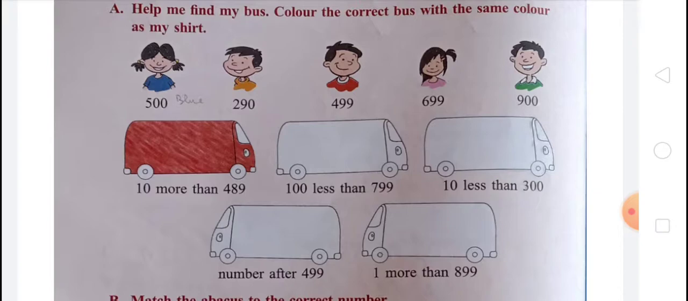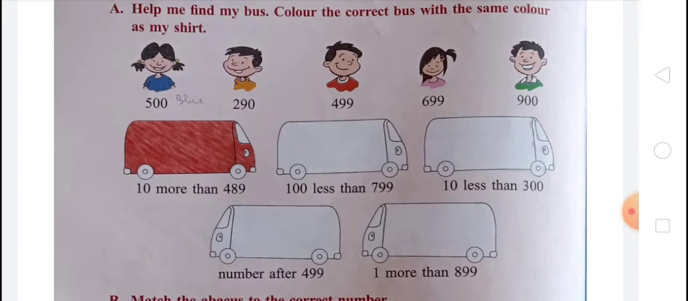Okay, and the next one is the number after 499. What comes after 499? That is 500. So the child who wears a blue shirt, you have to color the fourth bus blue.